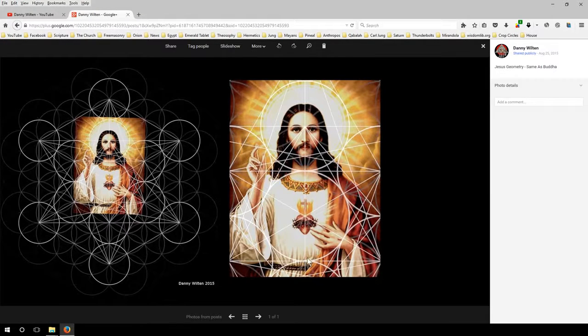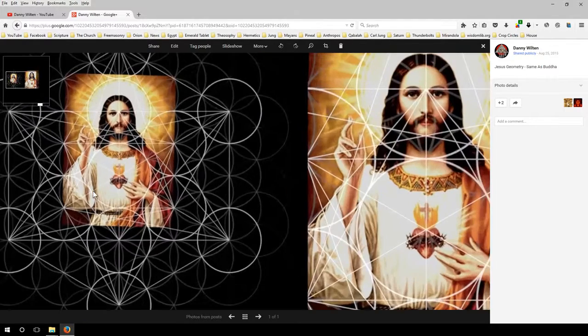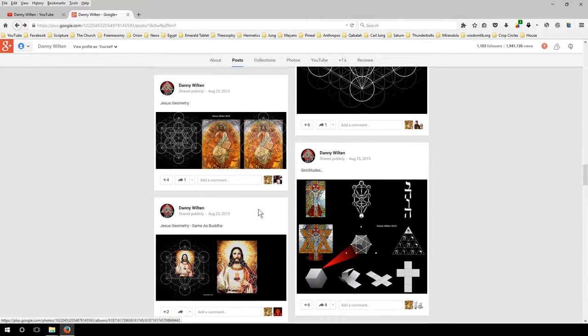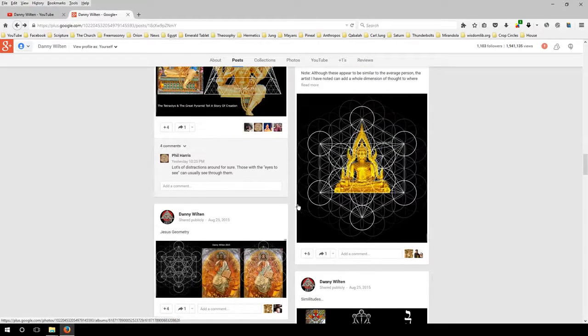Here's one with Jesus' head and a halo. Same thing. Notice how the cross is right on the heart, right between his eyes, and you notice that fits right in the circle, so all of the geometry lines up. Also notice that his arms are in the same angle as the Buddha that we saw. These common things that you see have been hidden from people for a long time.